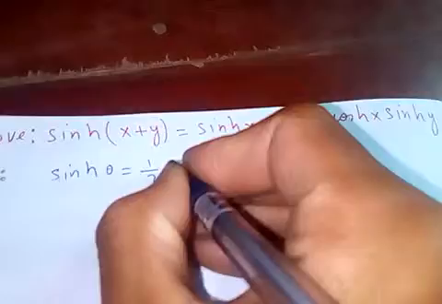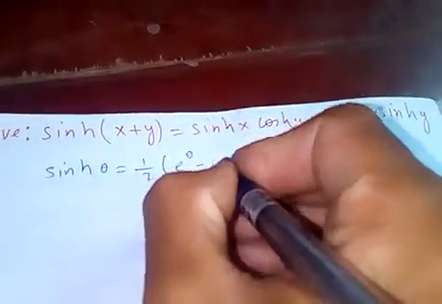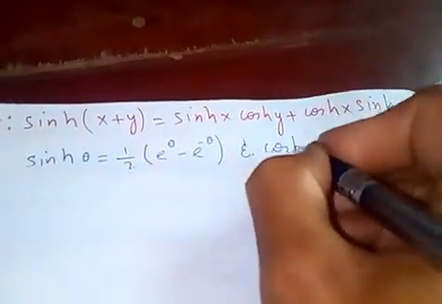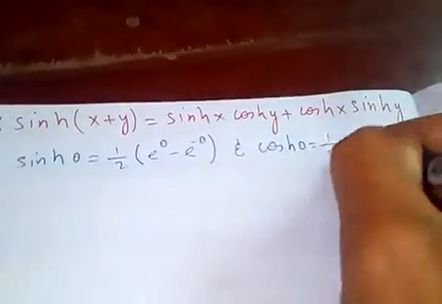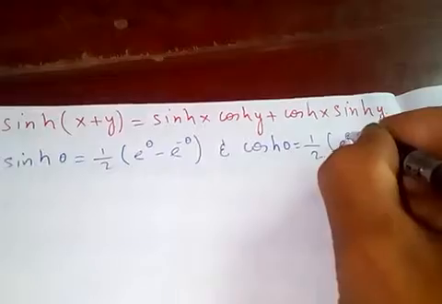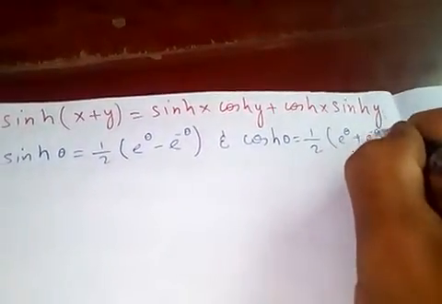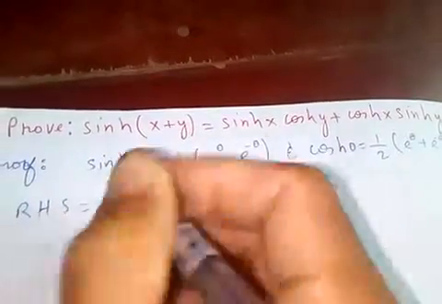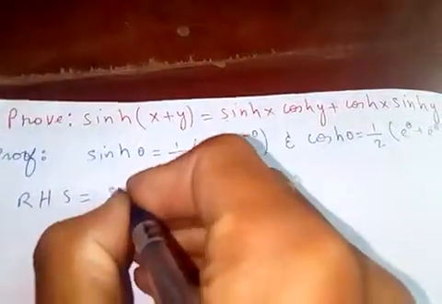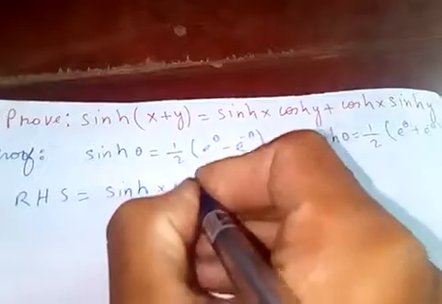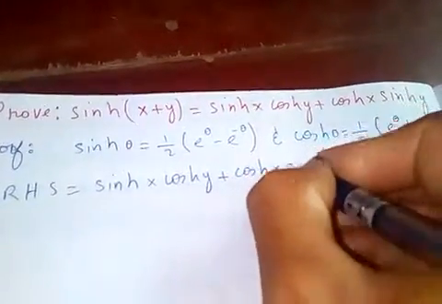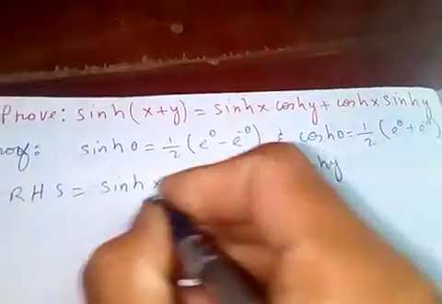Theta, you can take x or a or b, is half of e to the theta minus e to the negative theta, and for cos it is half of e to the theta plus e to the negative theta. So let's prove from the right hand side. That is sine hyperbolic of x cos hyperbolic of y plus cos hyperbolic of x sine hyperbolic of y.